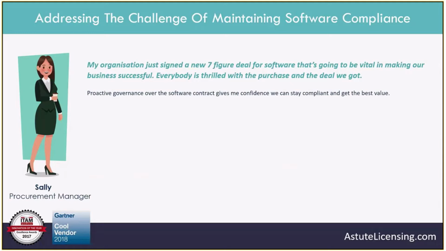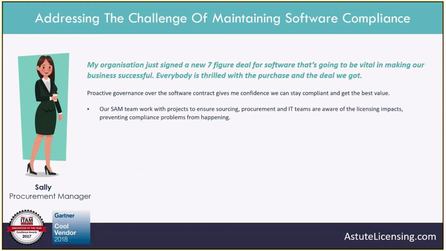They've got proactive governance over the software contract, and that's given her confidence that they can stay compliant and get the best value from her contract. She knows that the SAM team now works with projects to ensure that sourcing and procurement and IT are aware of licensing impacts and preventing compliance problems from happening. They predict the contract's future usage based on demand.